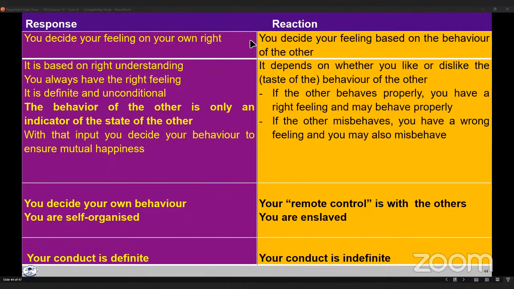And at times we are filled with so much guilt whenever we do that. It could be right after the incident happens, or when we reflect back and see. We are filled with guilt that, oh, we shouldn't have done that. We shouldn't have said those words. We shouldn't have expressed like that. So here, whenever we are responding, our conduct is definite. And whenever we are reacting, our conduct is indefinite. So this is what is reaction and response.